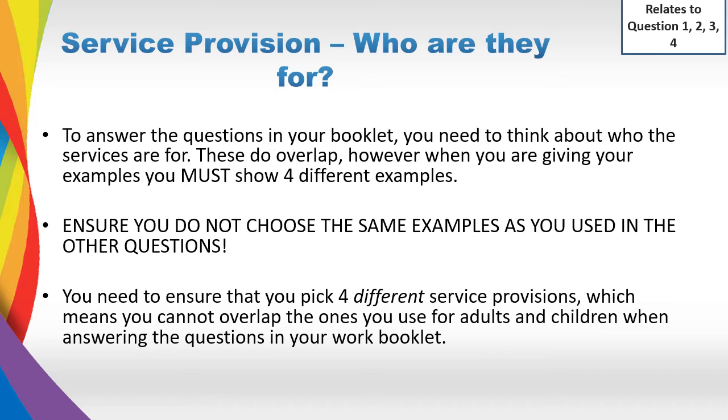The reason I'm asking who they are for is so that you are not overlapping, because you've got 2 sets of questions on this. Questions 1 and 2 relate to adults, and questions 3 and 4 relate to children. What I don't want you to do is use the same 2 examples and say, well, adults can go to the GP and children can go to their GP. I know they can, but your criteria asks for 4 different examples. To be able to pass your course, please make sure you do 4 different examples on these questions.